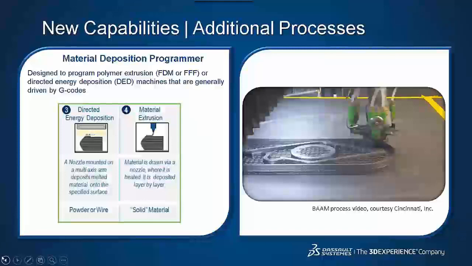Okay, so next I want to introduce you to a new application for manufacturing planning, and this is going to be generally available in 2019X. So this application will be called the Material Deposition Programmer, and it's really designed to program things like polymer extrusion or directed energy deposition machines, and these are typically driven by G-codes.